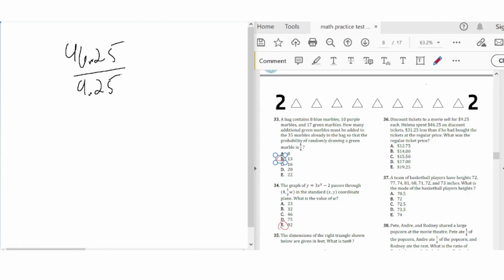So we're going to do 46.25 divided by 9.25 to figure out the total number of tickets bought. And this should be a nice whole number, which it is. It's 5 tickets bought.